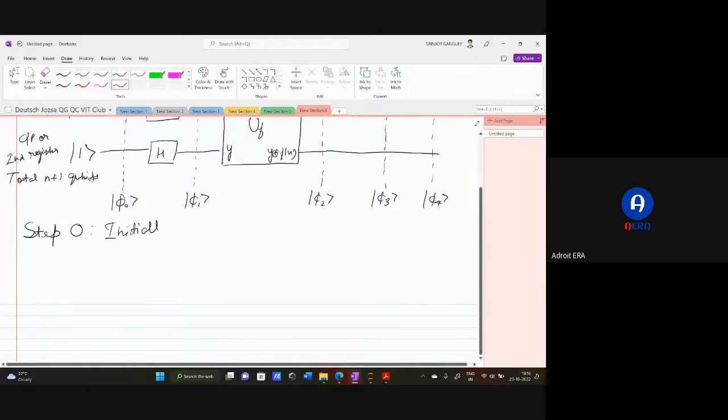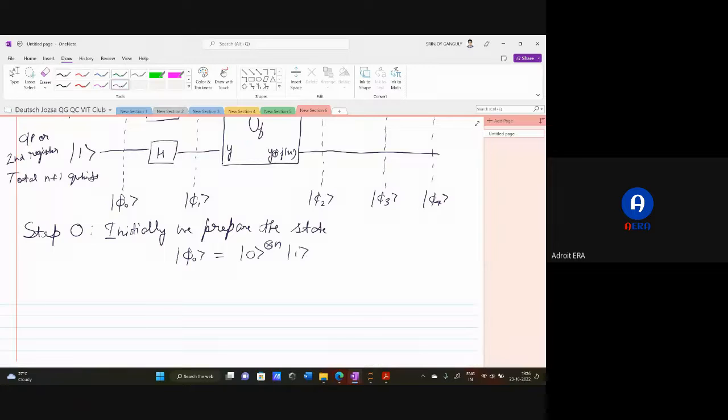Initially, we prepare the state. Phi naught is equal to ket 0 tensored n, and then ket 1 in the second register. So the first register has all these zeros and the second register is 1. Just very carefully observe the similarity.